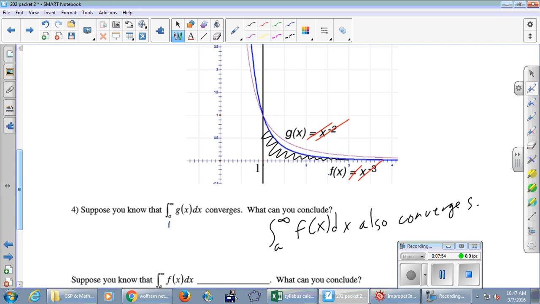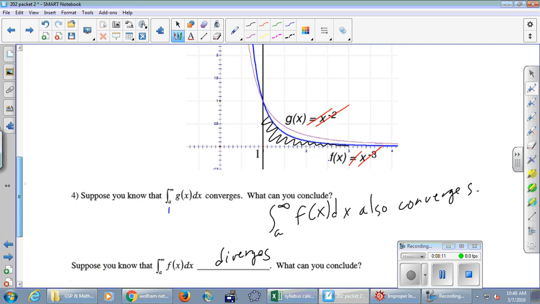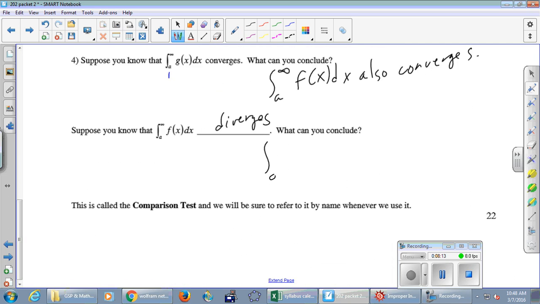If that blue area is infinite, then what can you say about the area under pink? It's also infinite because it's even more, right? And so if you know that the integral of f, the smaller one, diverges, then you can conclude that the integral of g also diverges. Because it's bigger, right? If you're bigger than something infinite, for sure you are also infinite.